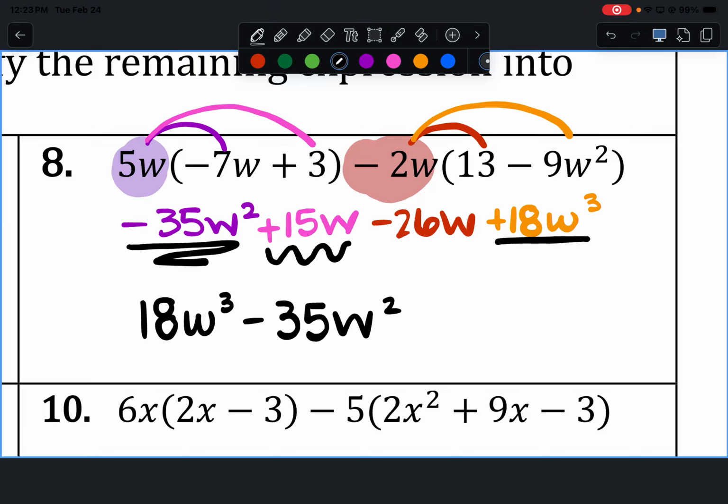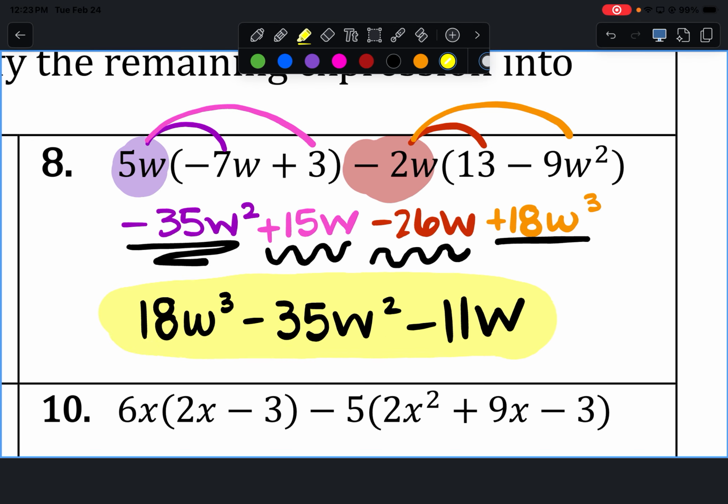Does 15w have any like terms? Yes. So what is 15w minus 26w? Negative 11w. So this right here is our answer in standard form. So all we did was distribute what we could distribute, combine like terms, and write it in standard form. So our biggest exponent goes first, and our exponents decrease each time.